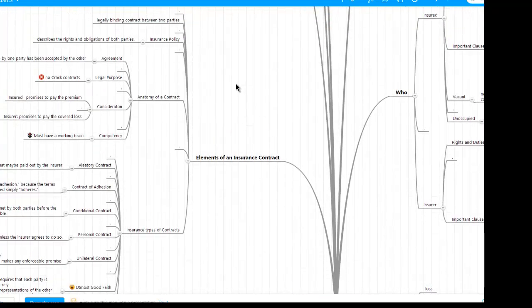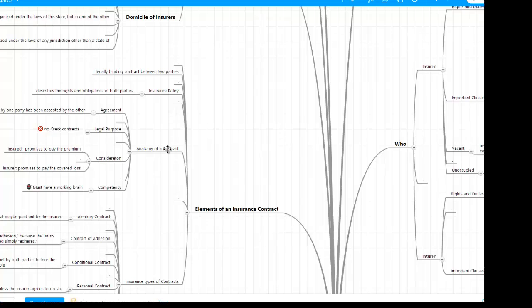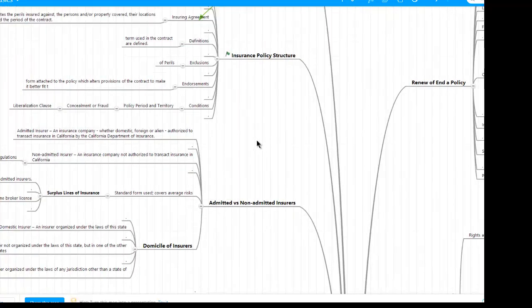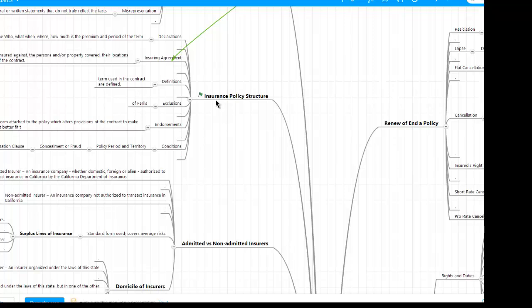So here we have the anatomy of a contract. You have to have an agreement between two people. I think that's clear. You have to have legal purpose. You can't have a contract dealing with a crack house. And consideration is what's going one way and the other. The insured promises to pay the premium, and the insurer promises to pay for the covered loss. And you have to have competency. You need a working brain. So that's clear enough.